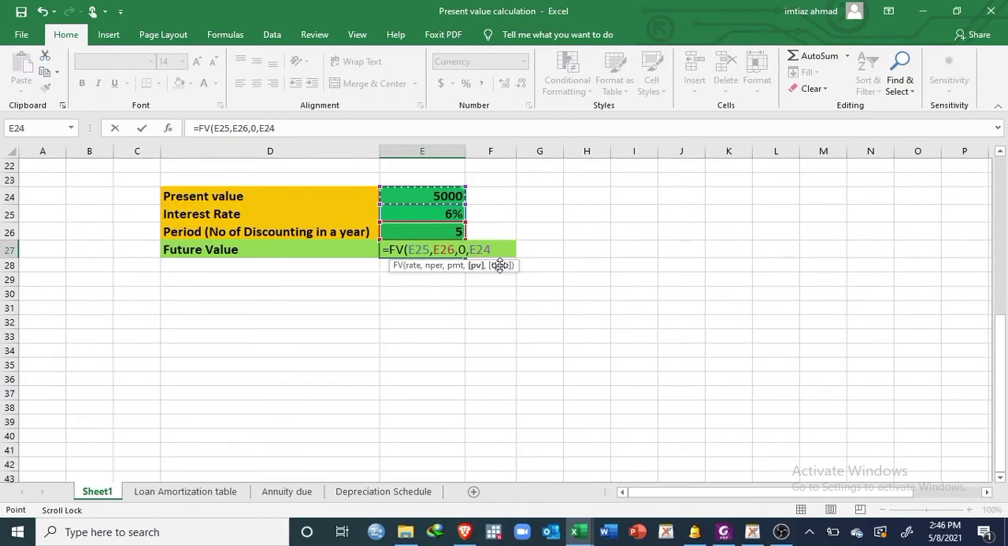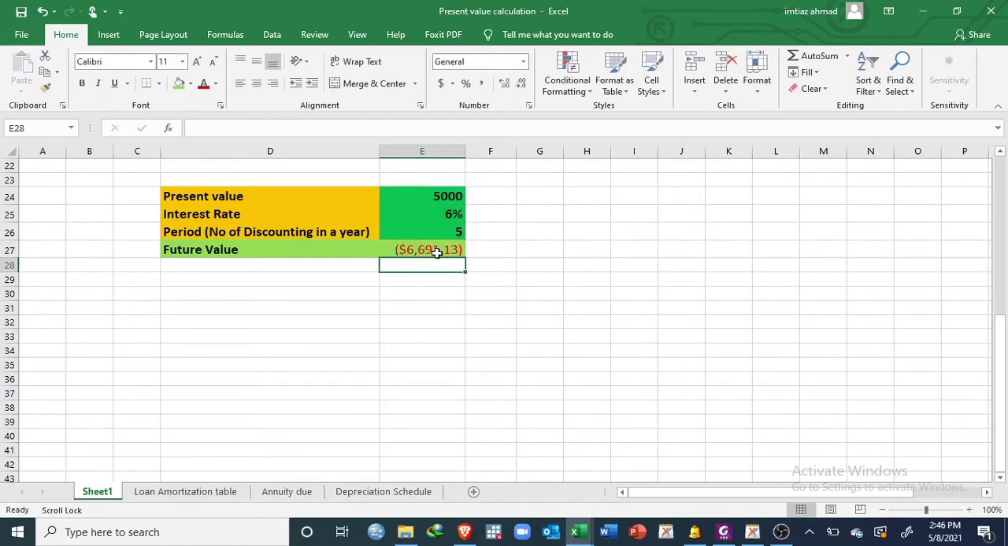Press the enter button. Here is the amount of future value. Here is the amount of present value, that is 5000 after 5 years if there is rate of interest 6%. This is a negative amount. It is showing an outflow.